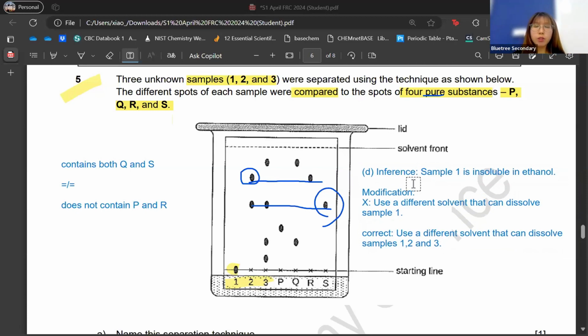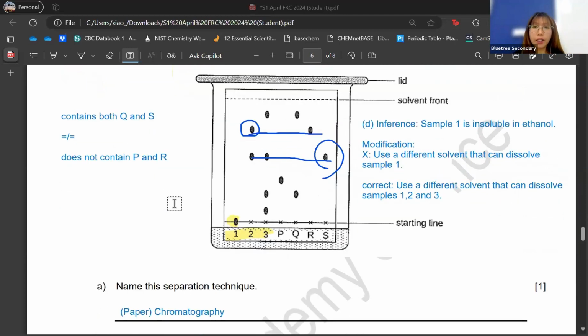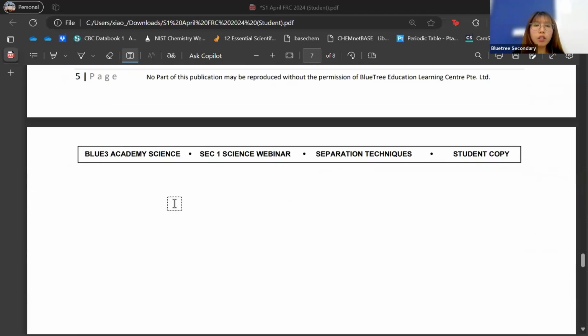Okay, if you have any question with chromatography, please type out your answer in the Q&A. Okay, I will move on to part E.